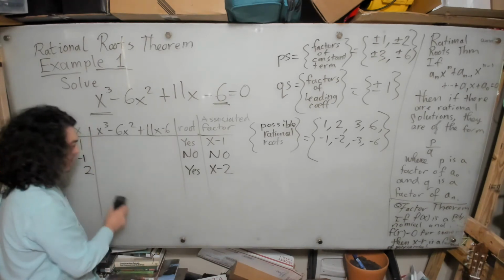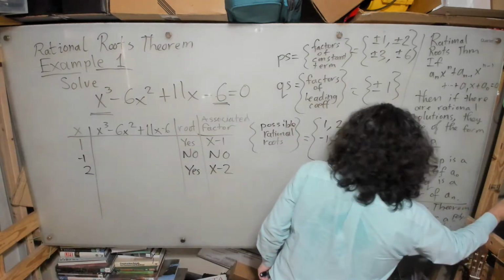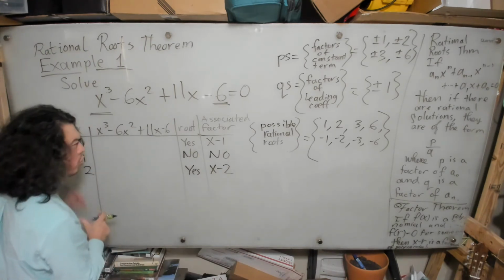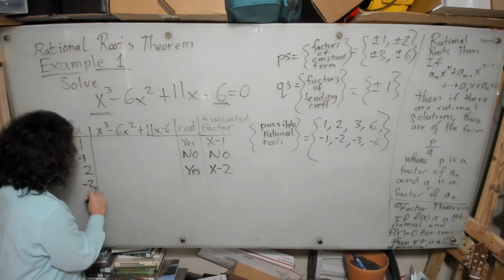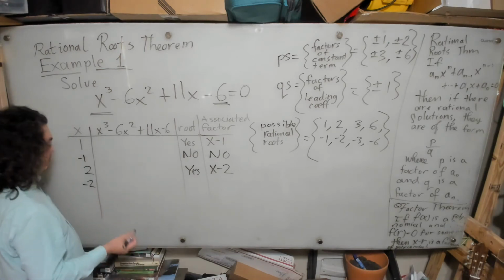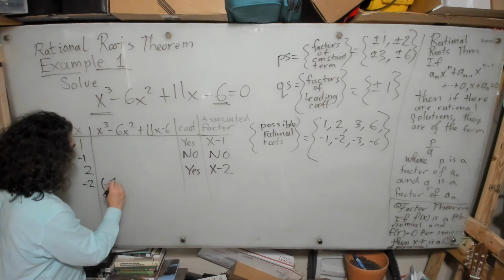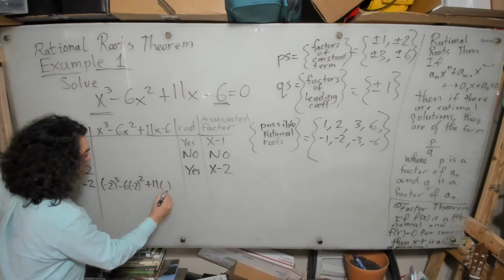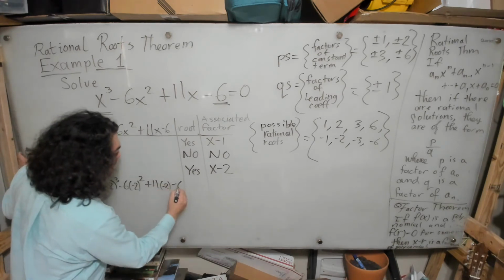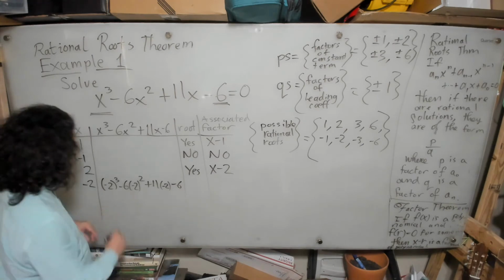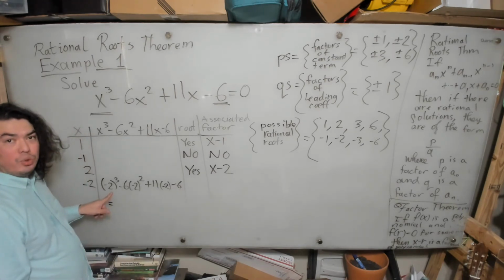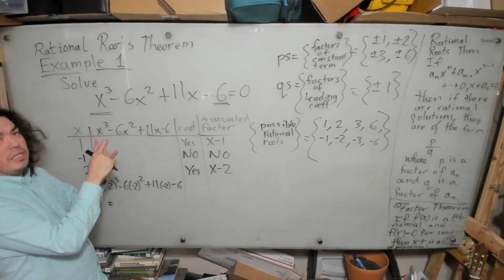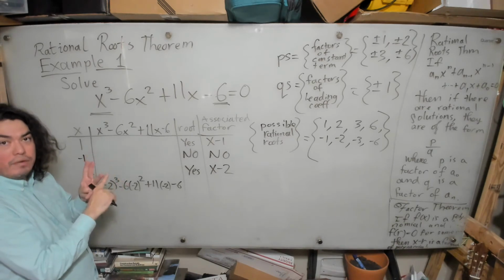So now let's proceed. Let's go down the list a little more. Let's try 3 as an example. Or should we try -2? Let's try -2. Let's not get ahead of ourselves. So it would be -2 cubed minus 6 times -2 squared plus 11 times -2 minus 6. Let's evaluate this expression. What is -2 cubed? That's -2 times -2 times -2. -2 times -2 is +4. Times -2 gives us -8.